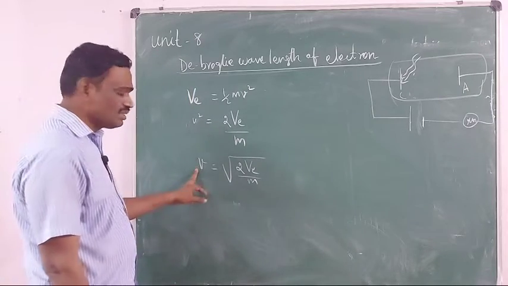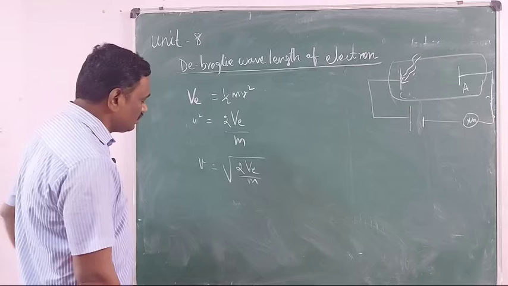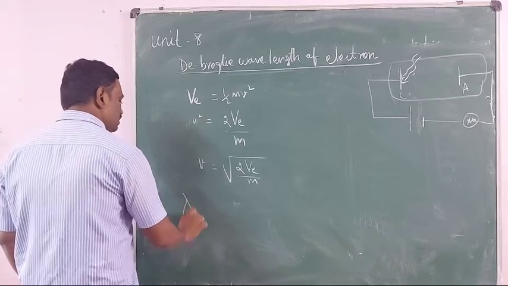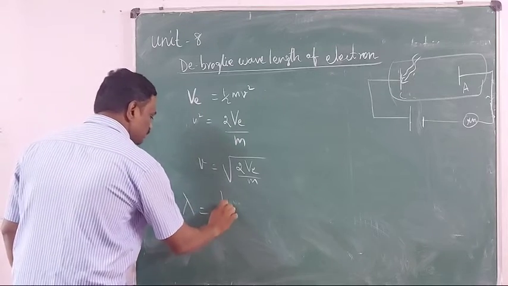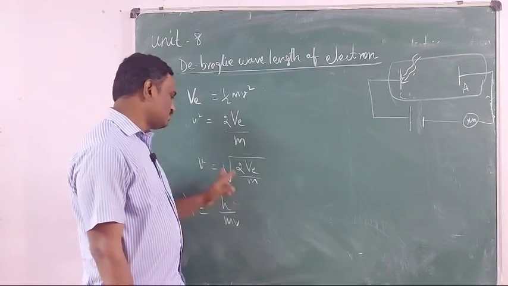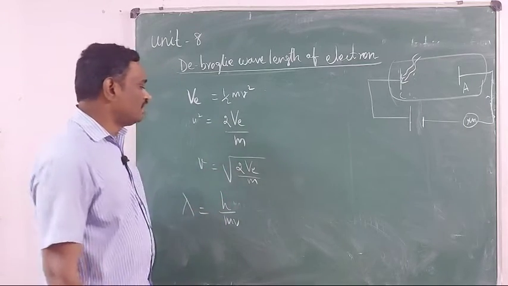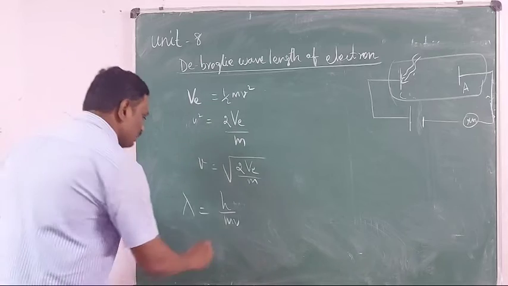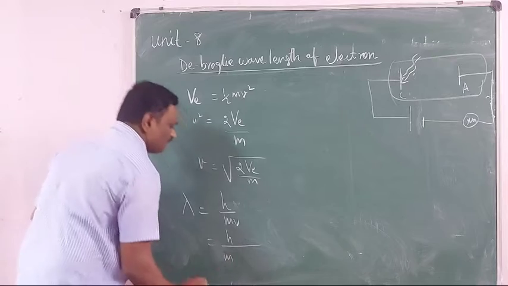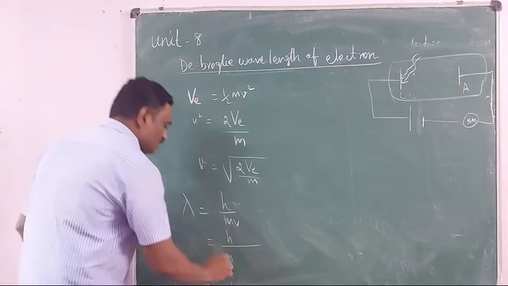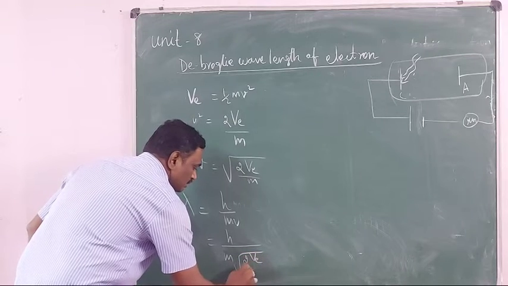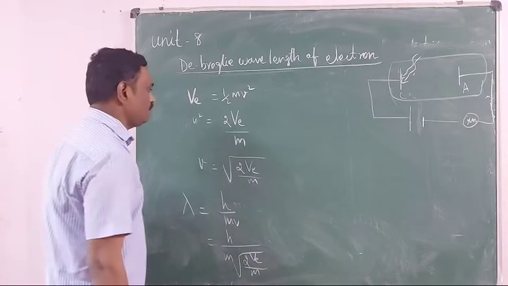When you substitute this velocity in the de Broglie wavelength of the matter wave, I will get the wavelength of the electron. We all know that the de Broglie wavelength lambda is equal to h by mv. So instead of v, we substitute root of 2VE by m. So here h by m, and instead of v, I substitute root of 2VE divided by m.